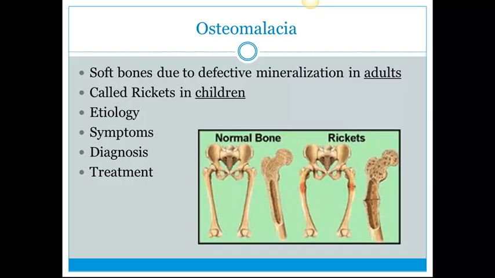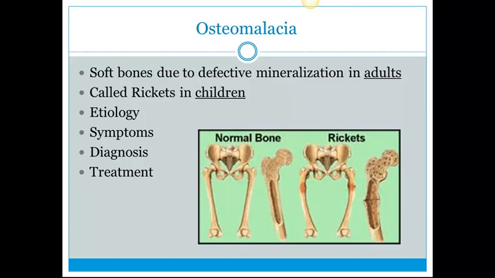Osteomalacia is soft bones due to defective mineralization in adults. We call this rickets in children. Etiology is a deficiency in vitamin D due to inadequate intake or inadequate sunlight exposure. Symptoms are bone pain, loss of height, bending, and deformity of the weight-bearing bones.